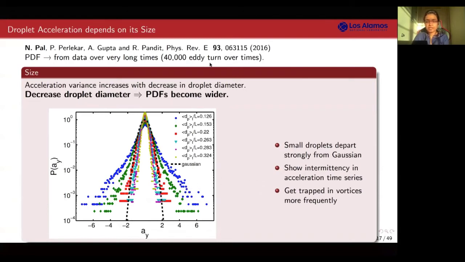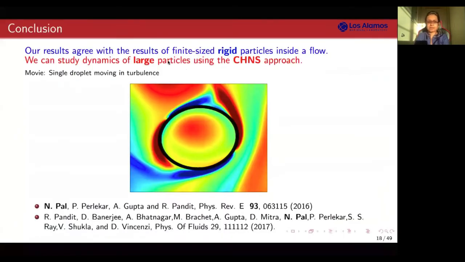Now, as we explained in our paper, this is because the small droplets show intermittency in the acceleration time series. And this intermittency arises because the small droplets get trapped in the big vortices more frequently than the large droplets. So these results are there in the paper. With this, I will end my discussion on immiscible fluids.